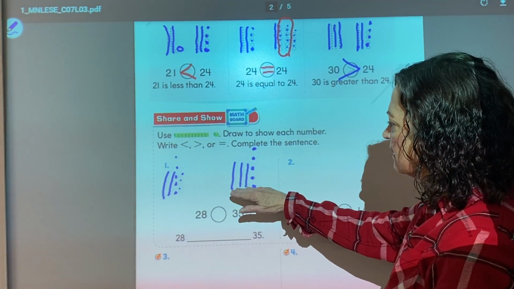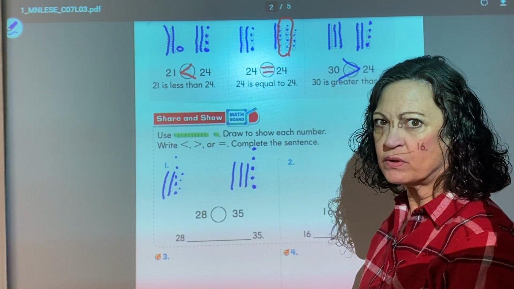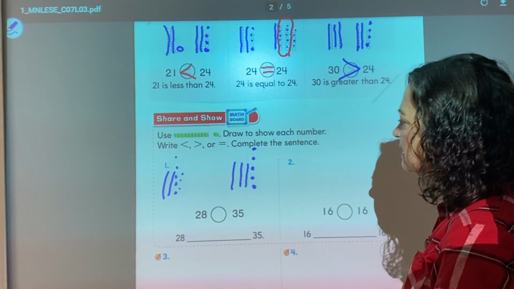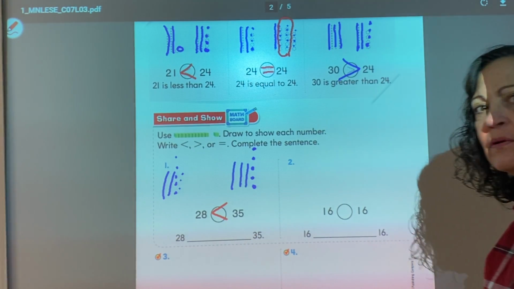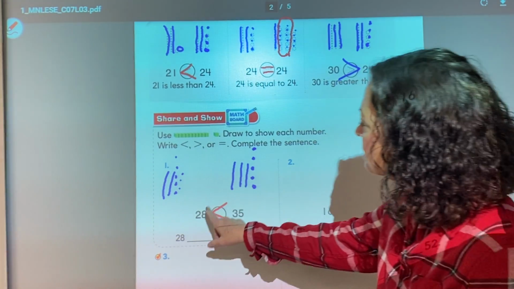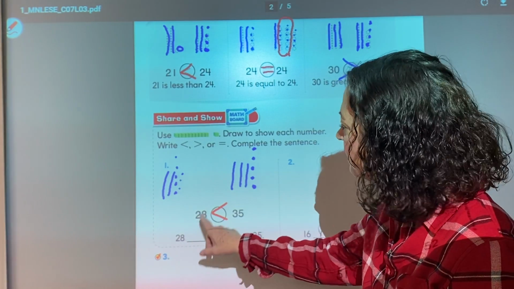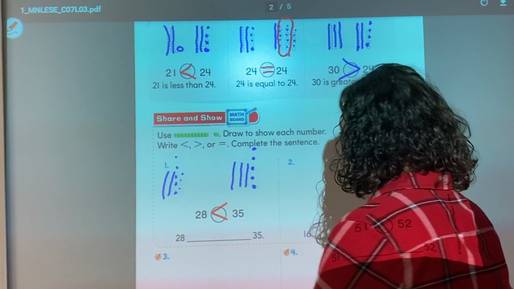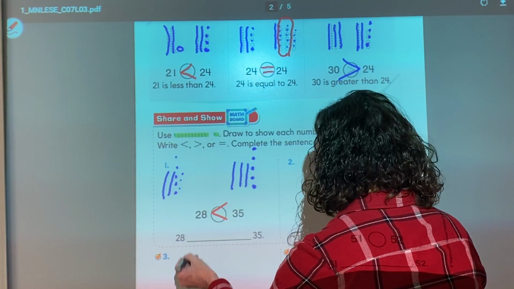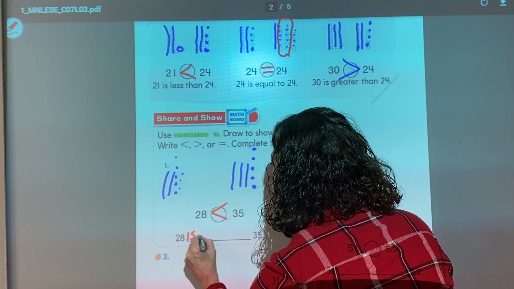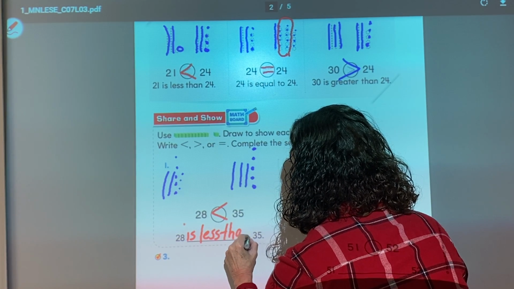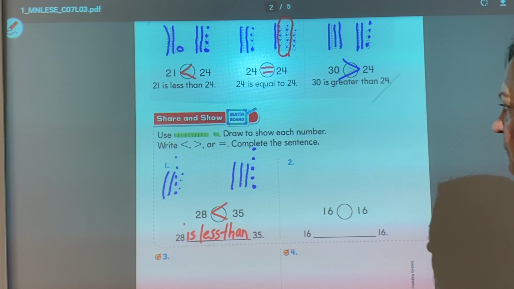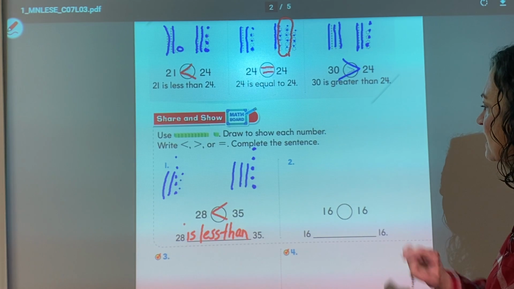Well, I know that 35 has more tens than 28. So I'm going to put that alligator mouth open to the big number, but the way it reads is 28, because it's the smaller number, is less than 35. So when I write it, it is going to say 28 is less than 35. Okay?